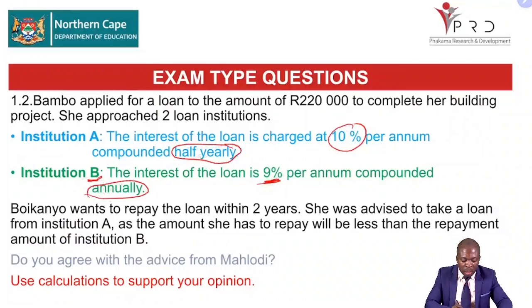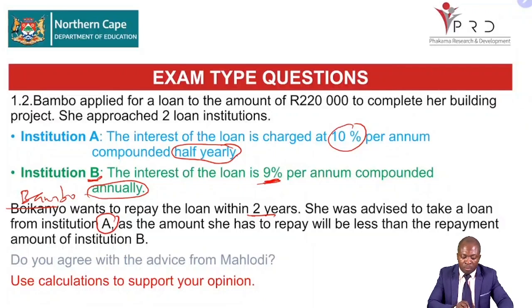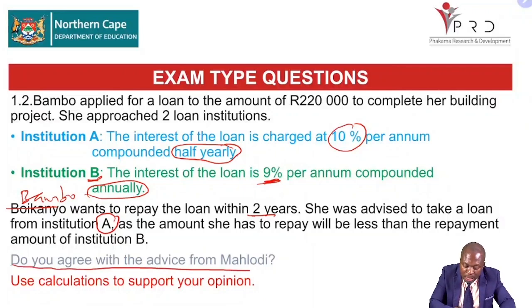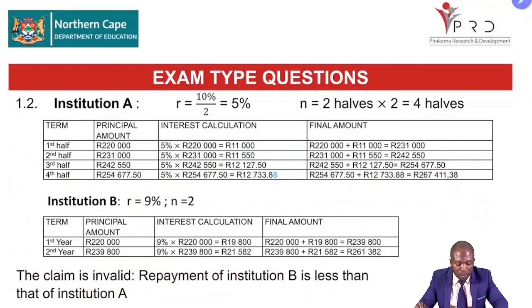So Bambo wants to pay back the loan in 2 years. She was advised to take from institution A. My question to you is, do you agree? Do you agree? Use calculations to support your opinion. All right, so let's show the calculations quickly. Now I've done for you again.